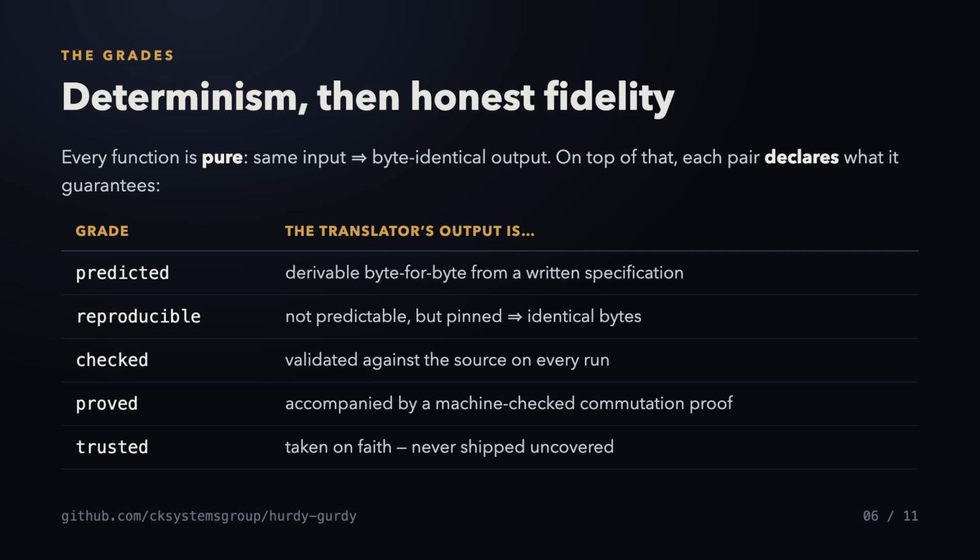And pairs do not pretend to be equally trustworthy. Each declares a fidelity grade: predicted when the output is foreseeable from a written specification, reproducible when it is only pinned, checked when it is validated against the source on every run, proved when a machine-checked proof accompanies it, and trusted, which assures nothing and never ships uncovered. The example already used three of the five: a reproducible compiler, checked translators, and a proved answer, its unreachability certificate revalidated by an independent checker.